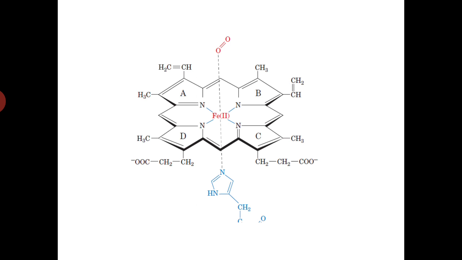There is a bond between the nitrogen and the iron. This nitrogen belongs to the pyrrole ring. A, B, C, D represent the pyrrole rings, which are joined by methylene. There is a double bond and a CH2 group. This is called the methylene bridge, through which the rings are attached to each other, and centrally two bonds are covalent and two are coordinate bonds.